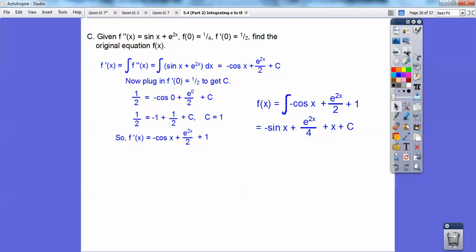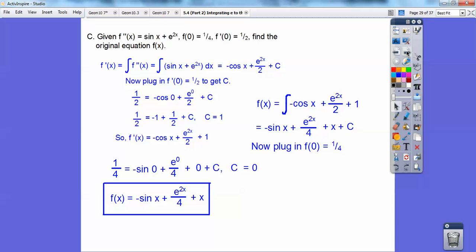Okay, so now I'm going to go ahead and substitute in x equals 0, and all of that's going to equal 1/4. So 1/4 goes here, 0 goes here, 0 goes here. All right, and I get c equals 0, so the final solution on that is, there you go. That was a fun one. Wasn't that fun? I think so too.